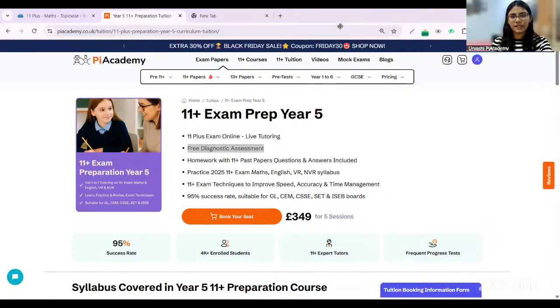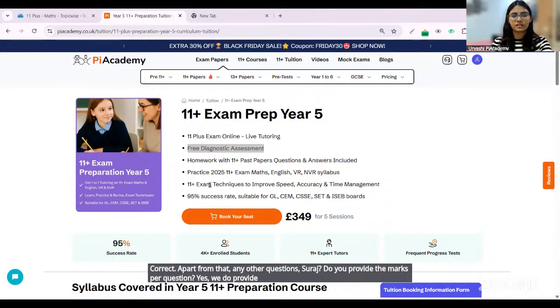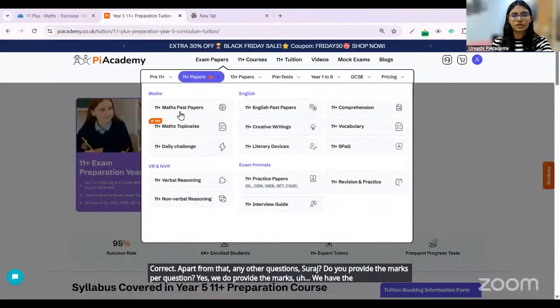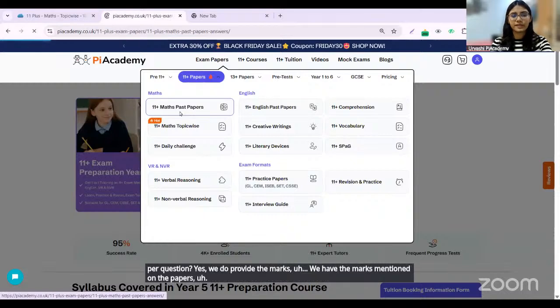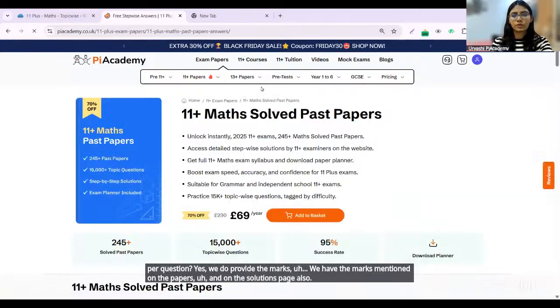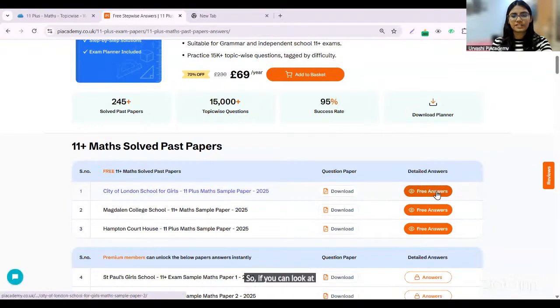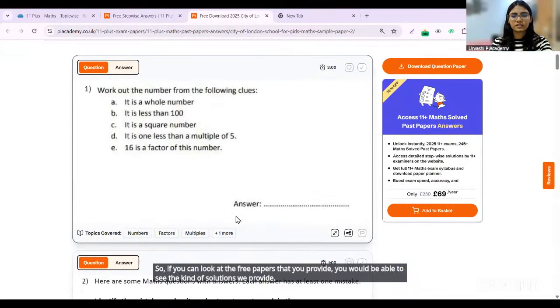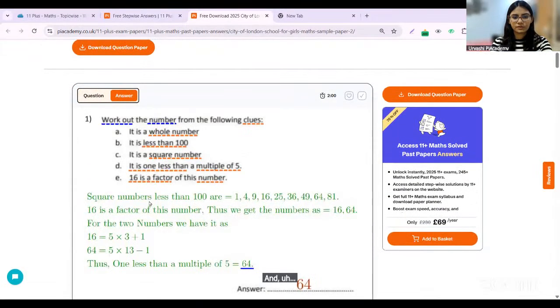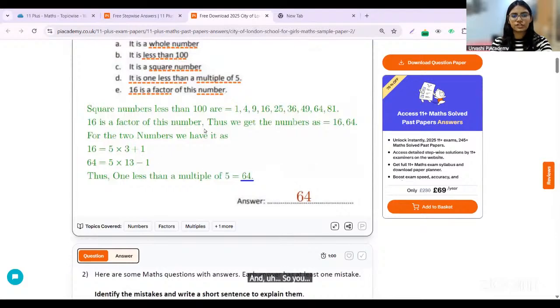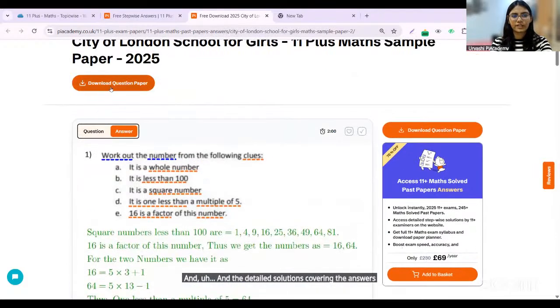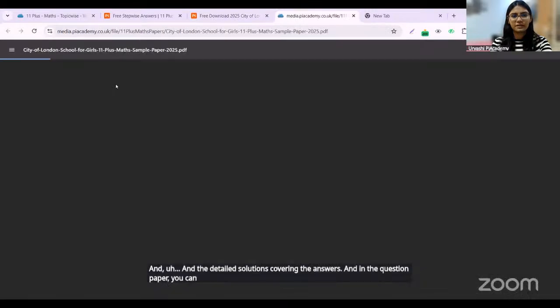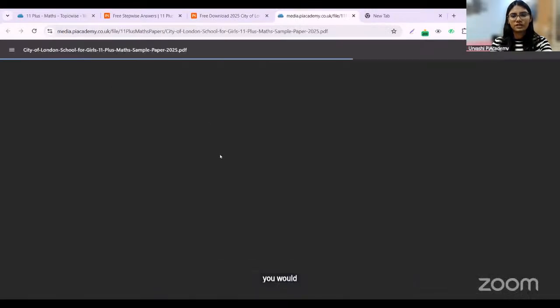Correct. Apart from that, any other questions, Suraj? Do you provide the marks per question? Yes, we do provide the marks. We have the marks mentioned on the papers and on the solutions page also. If you look at the free papers that we provide, you would be able to see the kind of solutions we provide, with detailed solutions covering the answers. And in the question paper, which is freely available to download, you would be able to see all the other instructions as well.